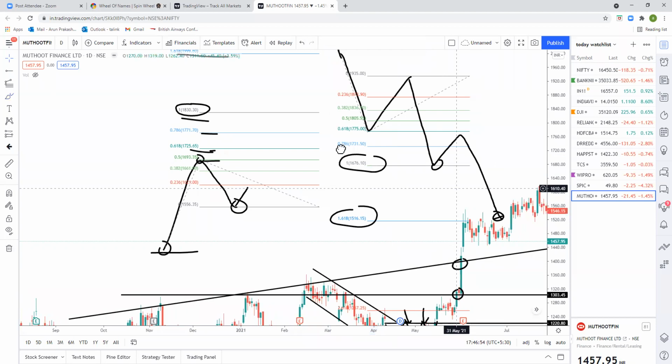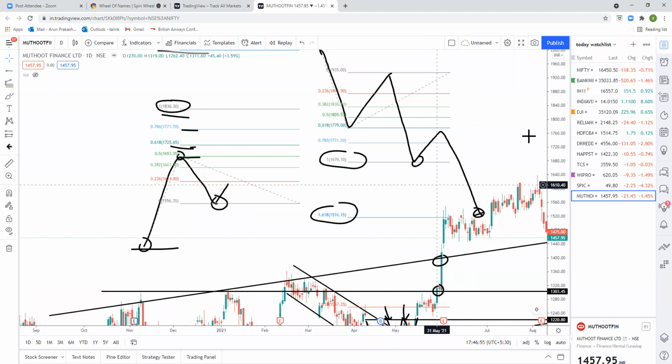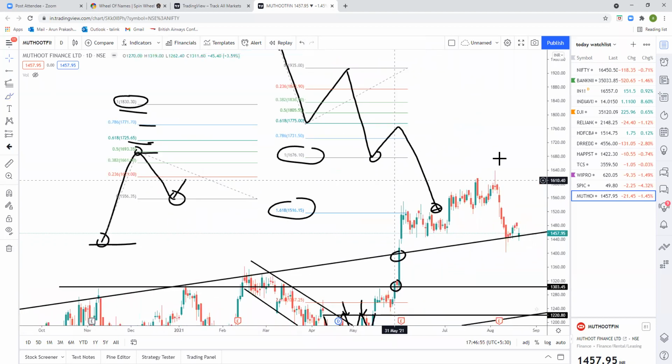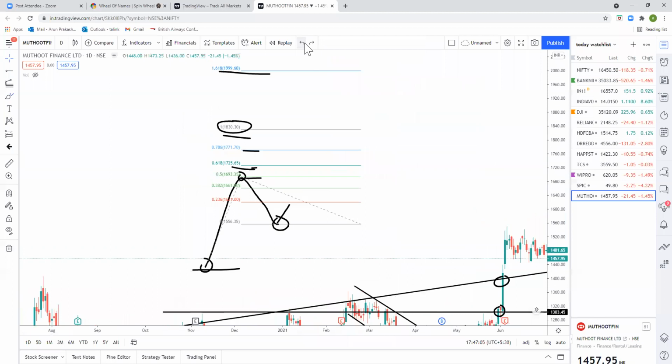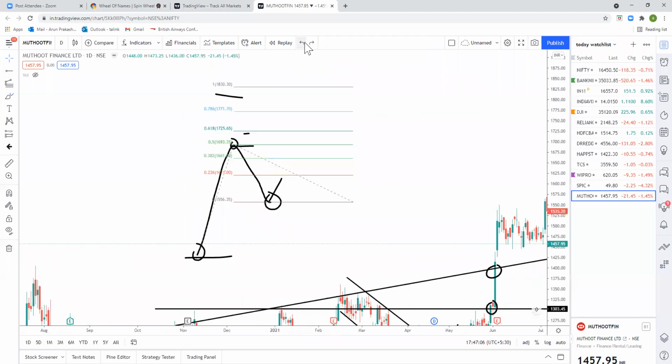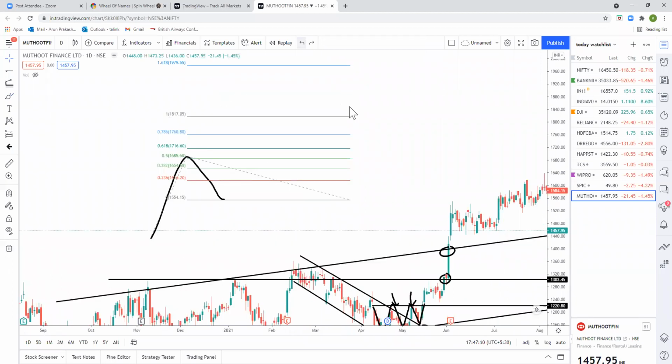This can be useful whenever the stock is in uncharted territory. Other than that, you need not use these things. You can just stick to your Dow theory, previous high, and also your horizontal support resistance zones.